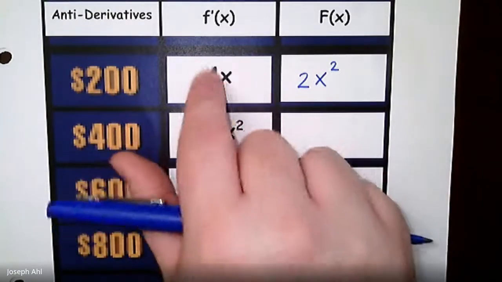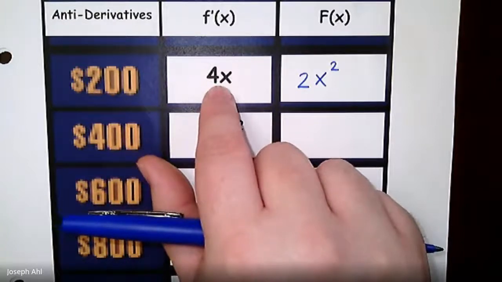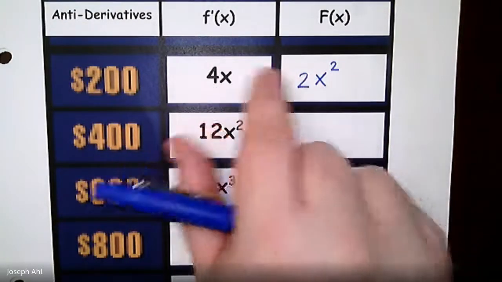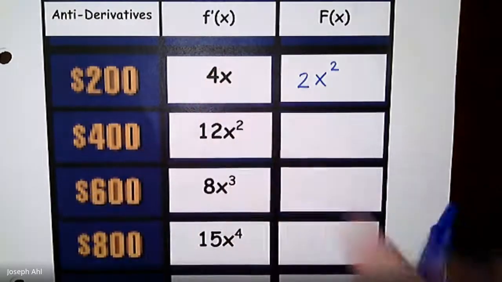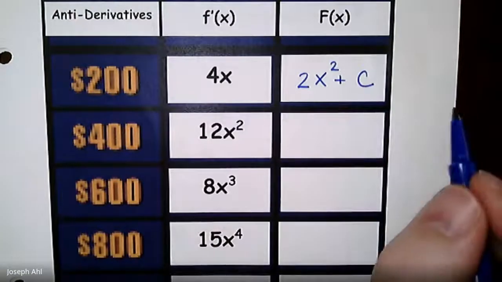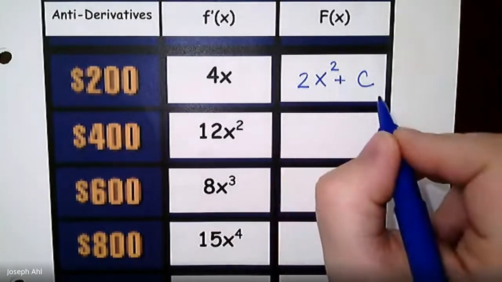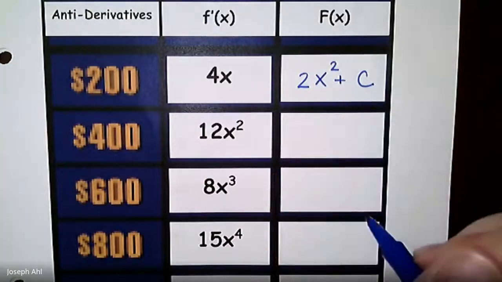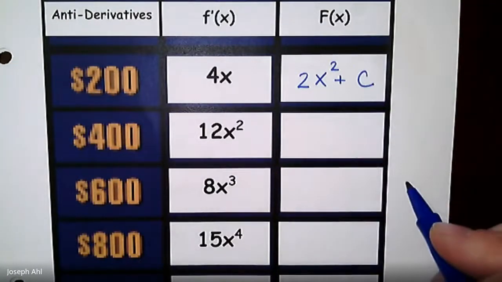So that's what I want you to think about. How am I going to get that to be a 4? Well, think about when I drop that exponent down, what times that value is going to give you 4? In this case, it has to be a 2. Oh, and by the way, it's not just 2x squared. It could be anything of the form 2x squared plus c, plus some constant, because when I take the derivative of the constant, that's going to go to 0. So you have to have plus c for sure.